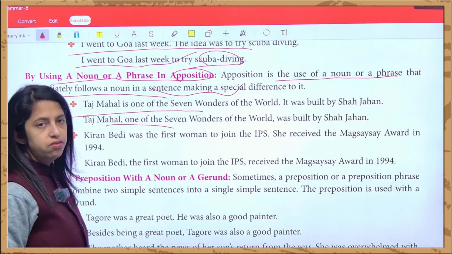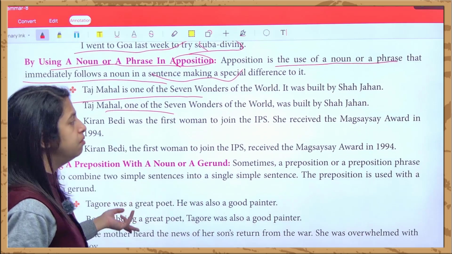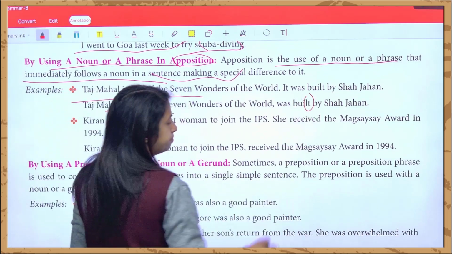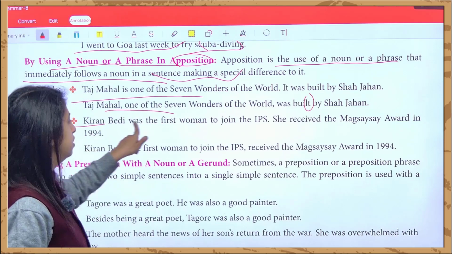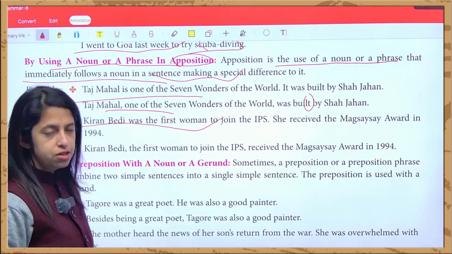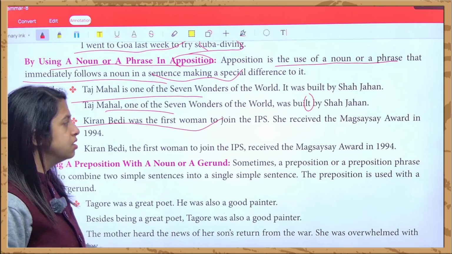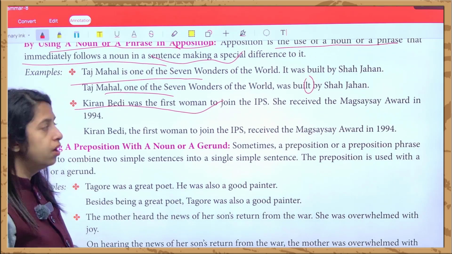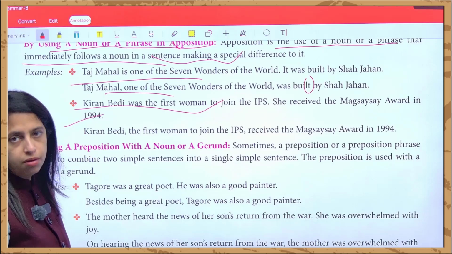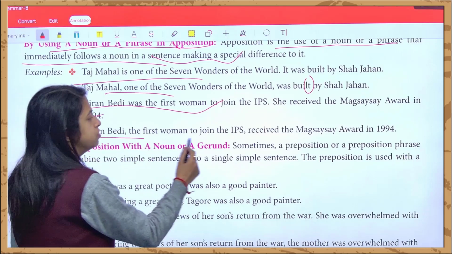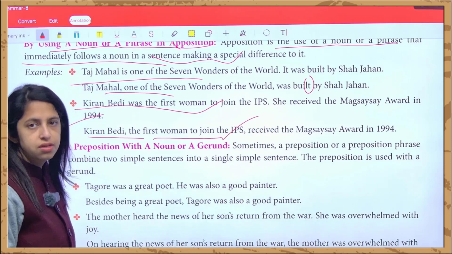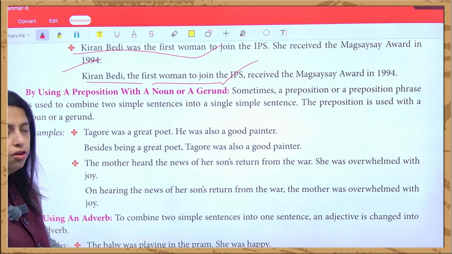Taj Mahal, one of the seven wonders, was built by Shah Jahan. Kiran Bedi was the first woman to join the IPS, that is the Indian Police Service, and she received the Magsaysay Award in 1994 for her bravery. So Kiran Bedi was the first woman to join this service and she received the Magsaysay Award in 1994.